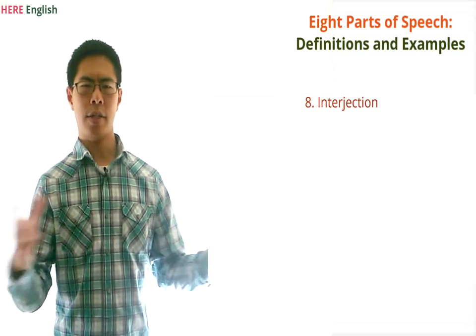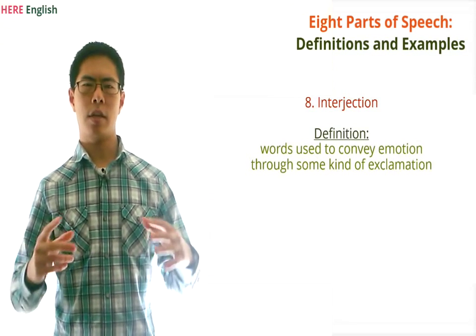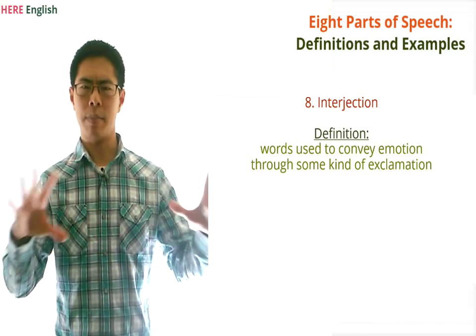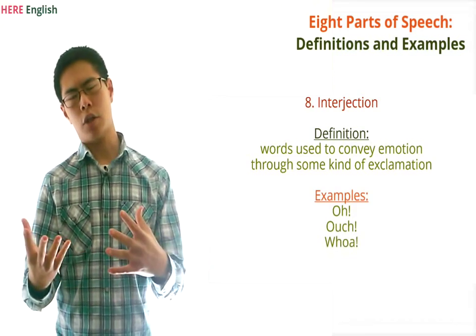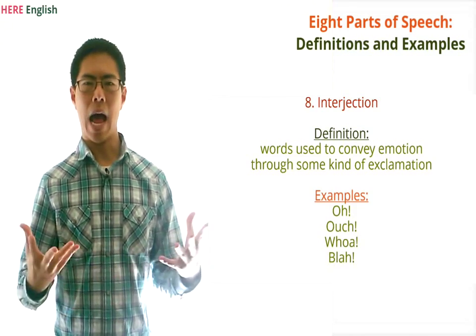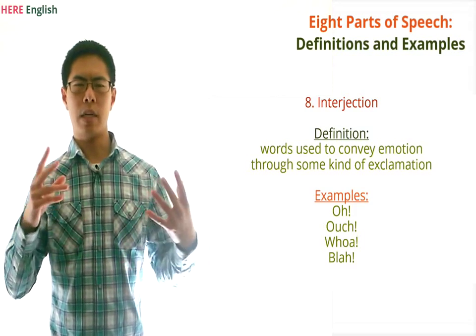Finally, we have interjections. What are interjections? Interjections are words used to convey emotion through some kind of exclamation. Some examples of interjections are oh, ouch, whoa, and blah. You can just insert these words anywhere in a sentence, and they'll convey some kind of abrupt emotion.